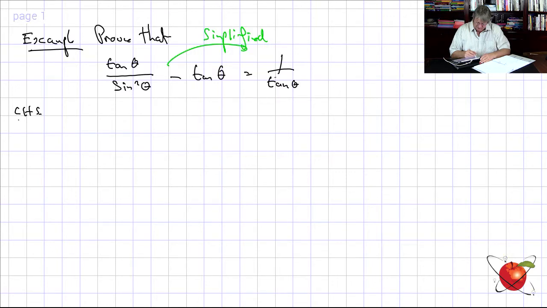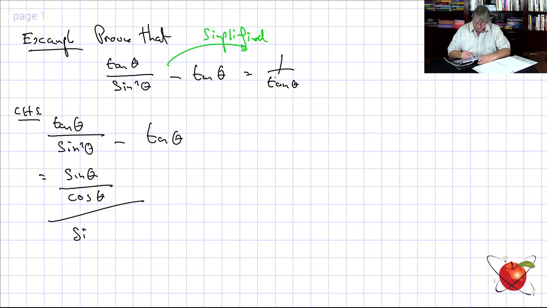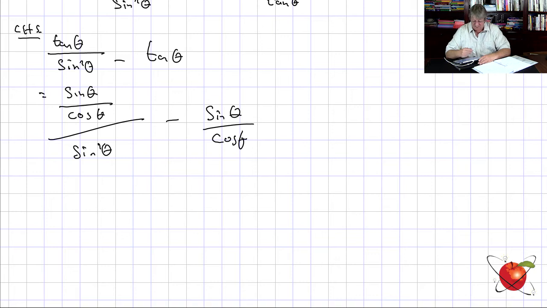So what did I say? We said, right, start with the left-hand side, write it down: tan theta over sine squared theta minus tan theta. And now we're going to, what did we do? The recipe said, change tan to sine over cos. So that becomes sine theta over cos theta divided by sine squared theta minus sine theta over cos theta. Correct. All I've done is change tan theta to sine over cos. Tick, I've got some marks already because that's what the recipe says to do.